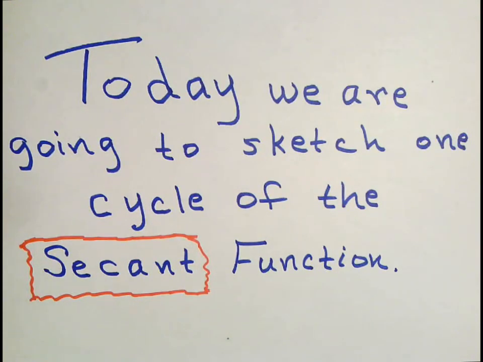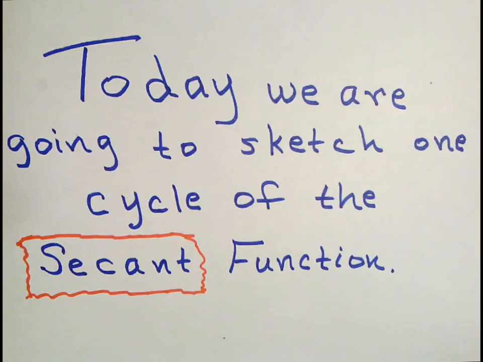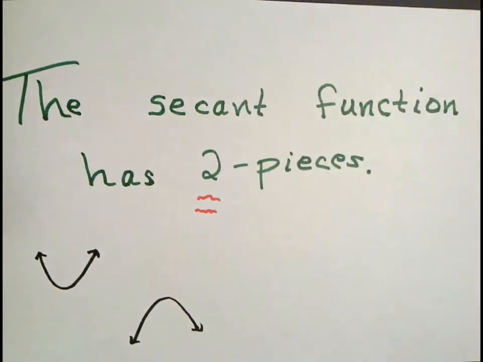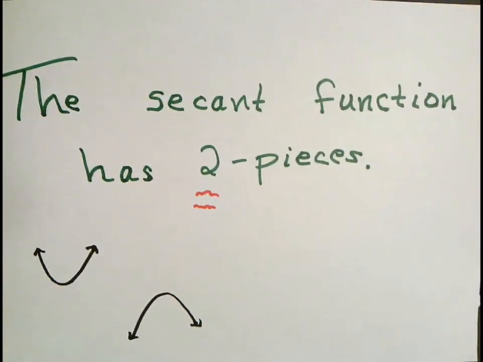Today, we are going to sketch one cycle of the secant function. And the secant function has two pieces also. It's just that the two pieces will be shifted from the cosecant that we did yesterday.